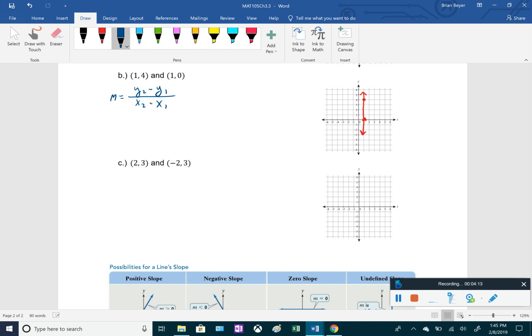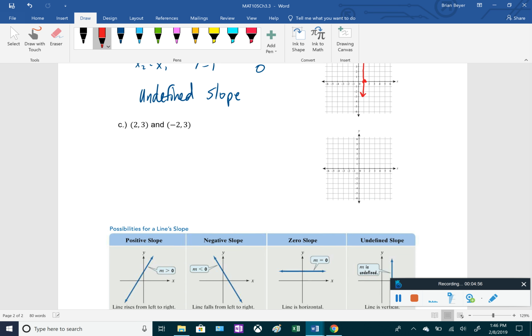Once again, I'm going to let the first xy coordinate be x1, y1. The second one's going to be x2, y2. So it's going to be 0 minus 4 and 1 minus 1 in the denominator. We get -4 over 0. Whenever this happens, it means we have an undefined slope, because we cannot divide by 0. So the slope does not equal -4 over 0. We would have to say the slope is undefined. That happens anytime we have a vertical line, which means the x coordinates would be the same.